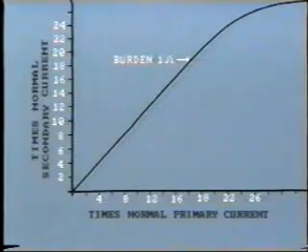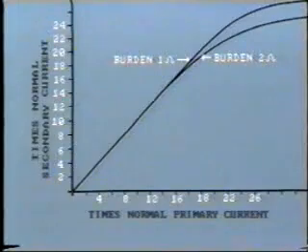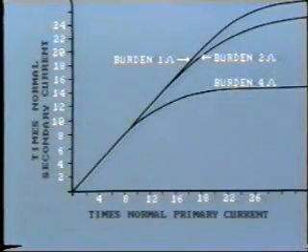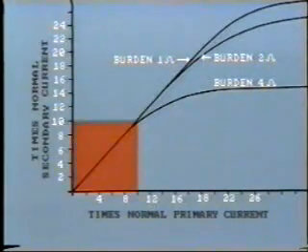This particular curve is for a burden of 1 ohm. But look, as the burden is increased to 2 ohms, and here to 4 ohms, distortion starts earlier. At 4 ohms burden, the CT is accurate only to 10 times rated. The term burden is used to indicate load on the secondary of an instrument transformer.